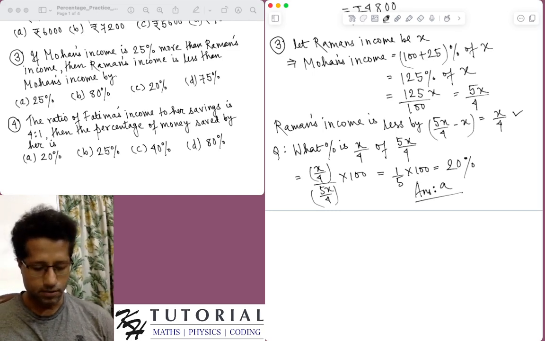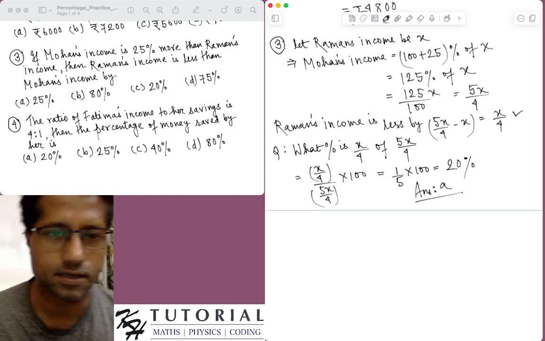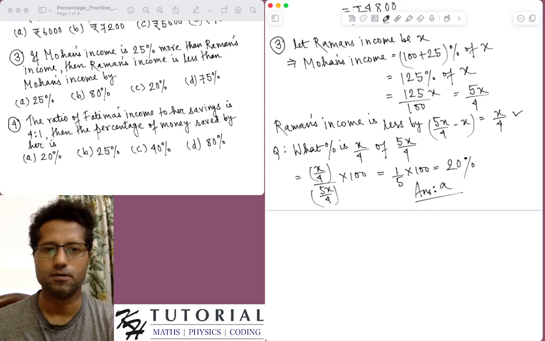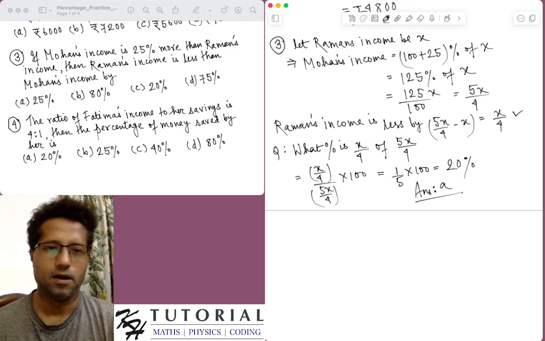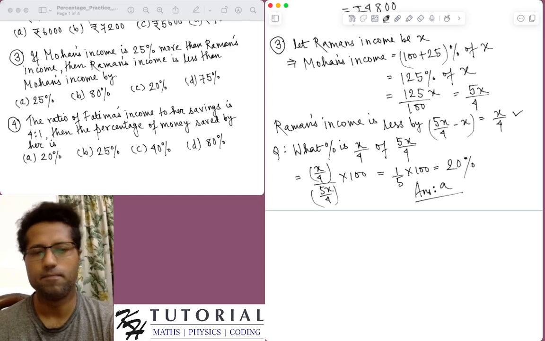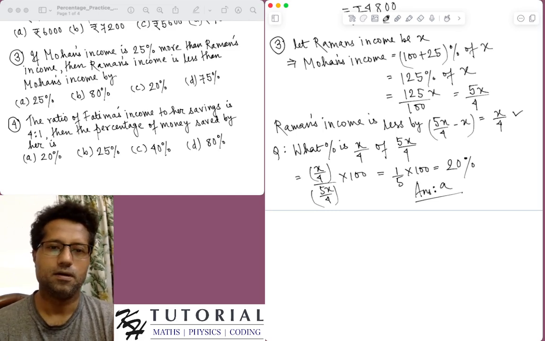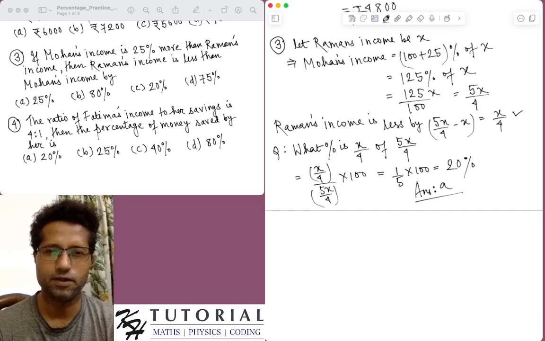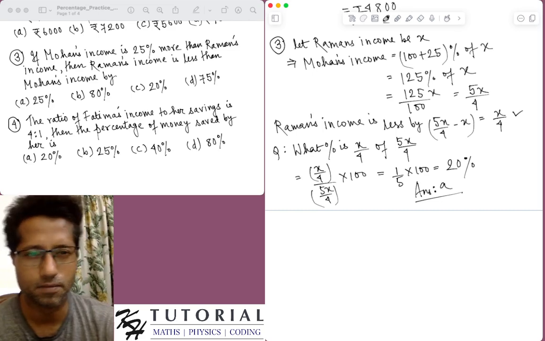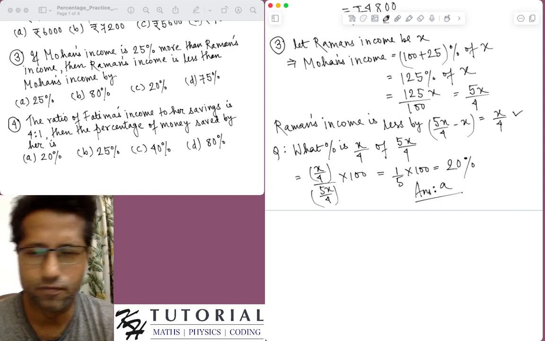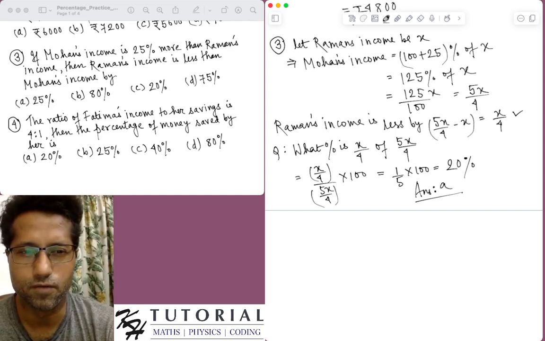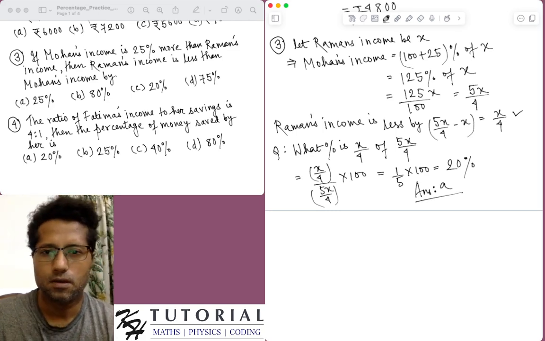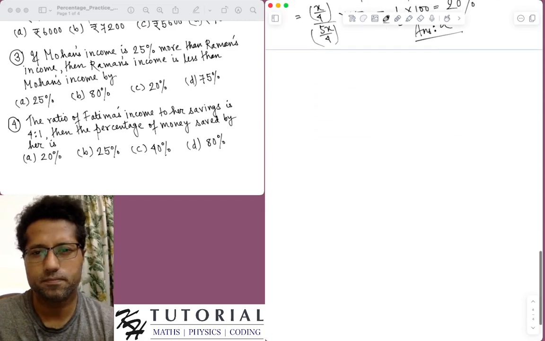It is very important to understand the language of the problem, because if you do not understand what exactly it is asking, you will incorrectly solve the problem and will get a wrong answer. So when it says that Raman's income is less than Mohan's income by what percent, it means that first you have to find the difference of Raman's income and Mohan's income, and then what percentage that difference is of Mohan's income. Okay, so let's do problem number 4.